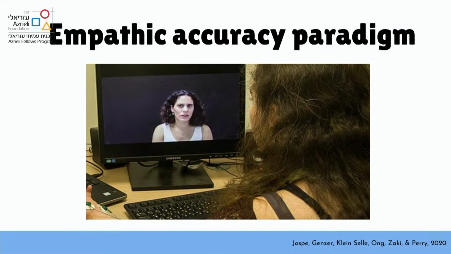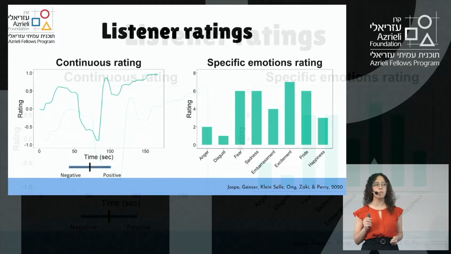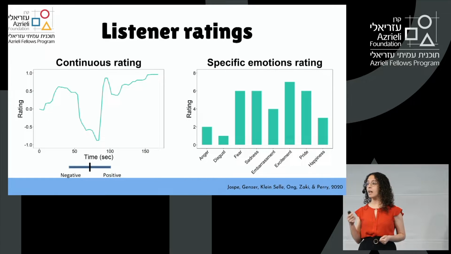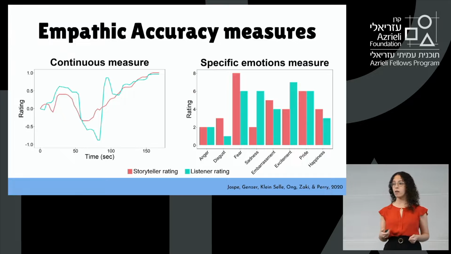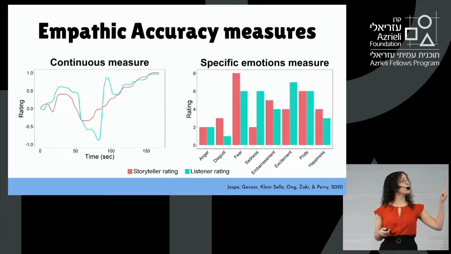So we can take the videos that we created here and show them to a new set of participants, the listeners. The goal of those listeners is to infer the storyteller's emotions, both with the continuous rating during the video and the specific emotion rating at the end of each video. And by comparing the listener rating to the storyteller's, we can assess how accurately they inferred the storyteller's emotion. So now that we have those two measurements of accuracy, we can ask the next question.